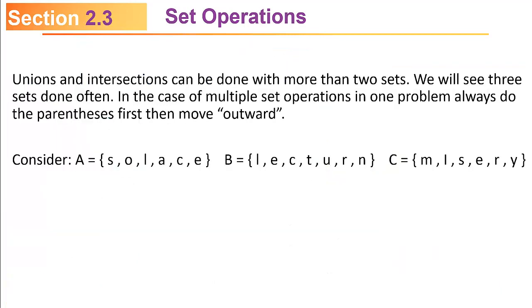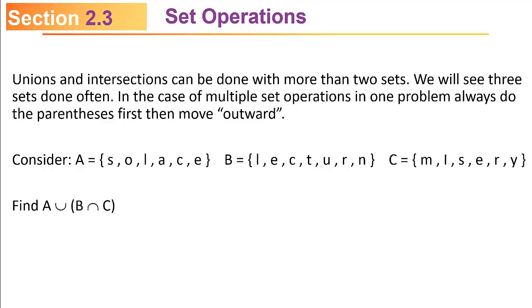Unions and intersections can be done with more than two sets. We will see three sets done quite often. In the case of multiple set operations in one problem, always do the parentheses first and then move outward. So if you're considering the set A, which consists of the letters S, O, L, A, C, E, the set B consisting of the letters L, E, C, T, U, R, N, and the set C consisting of the letters M, L, S, E, R, Y, that's an L, not an I.